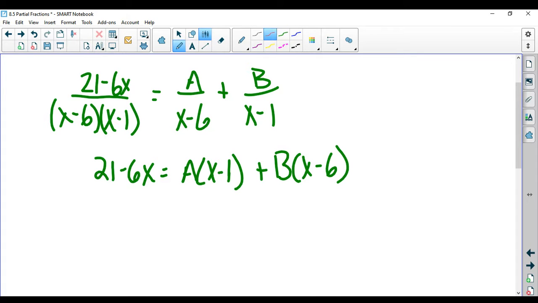We'll solve for A first by letting x equal 6. On the left, we'll have 21 minus 36. On the right, we'll have A times a negative 5. I'm sorry, A times a positive 5. That's 6 minus 1. So A would be negative 3.